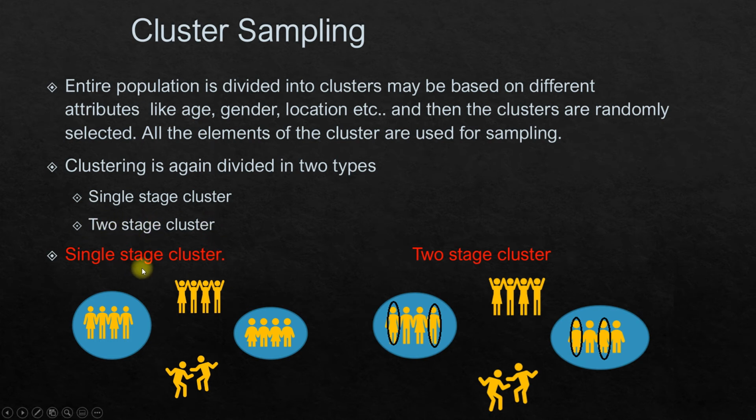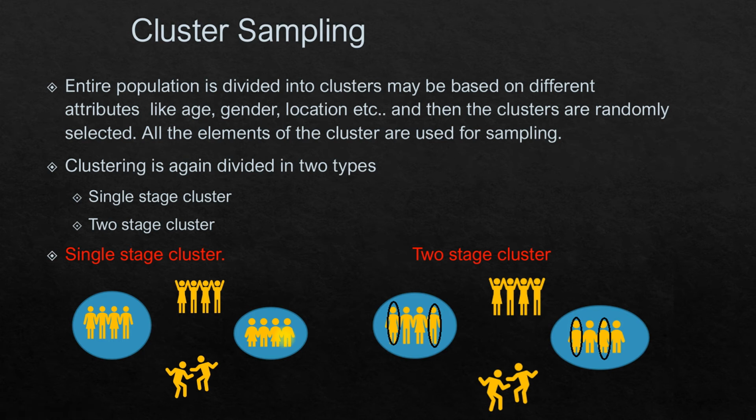In the case of single stage cluster sampling, a simple random sample of clusters is selected. If you see, out of these four different groups, I selected these two clusters, and data are collected from every unit of the selected clusters. I have four samples here, four samples here, which I'll collect and use for my sampling technique.